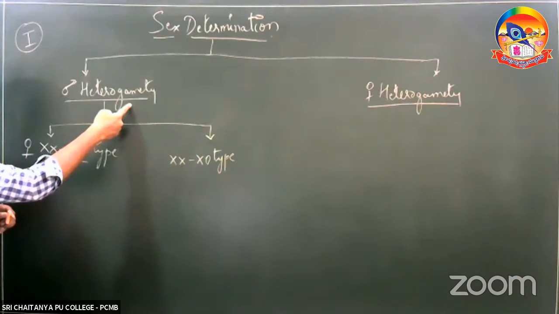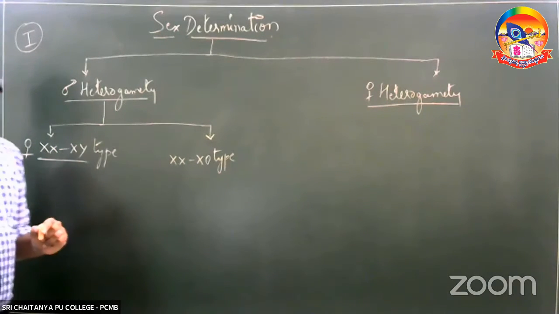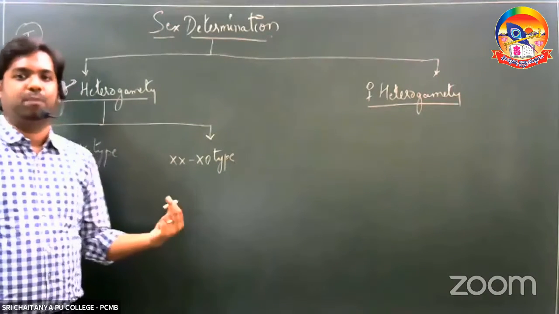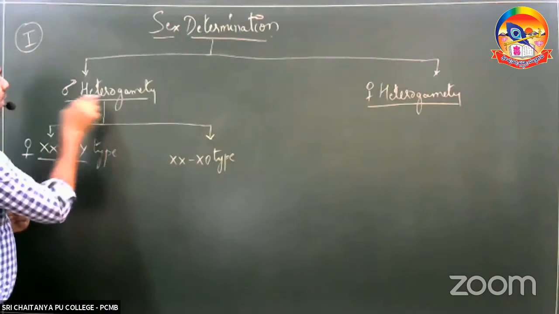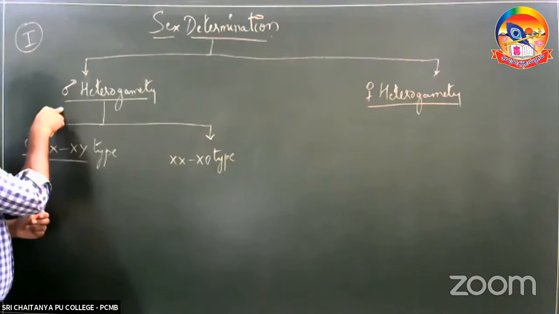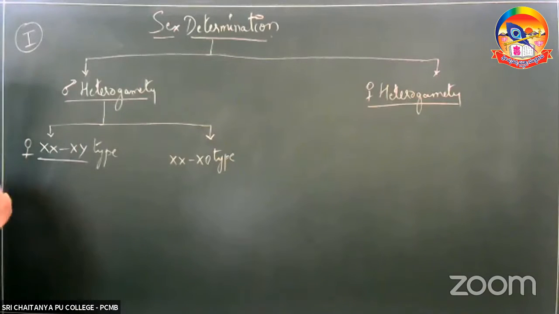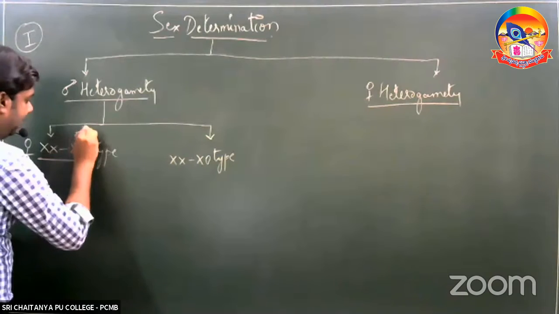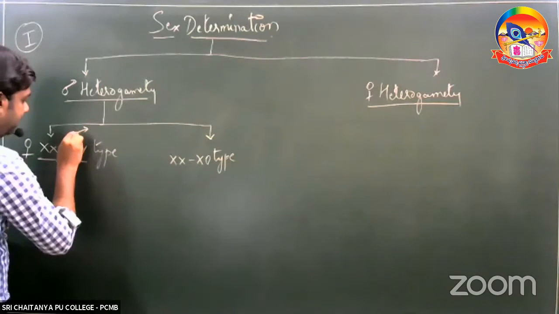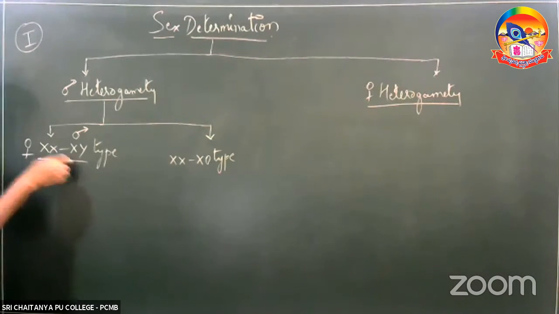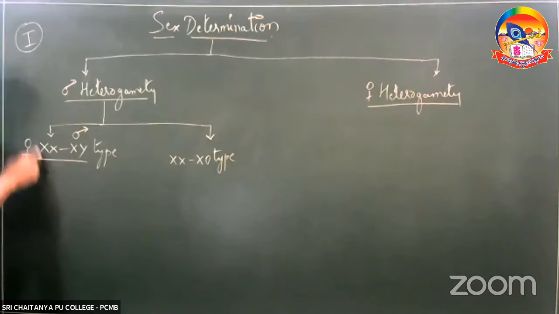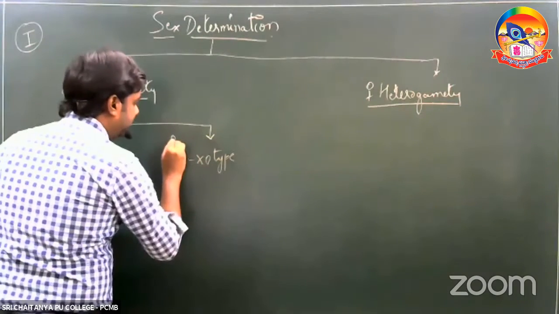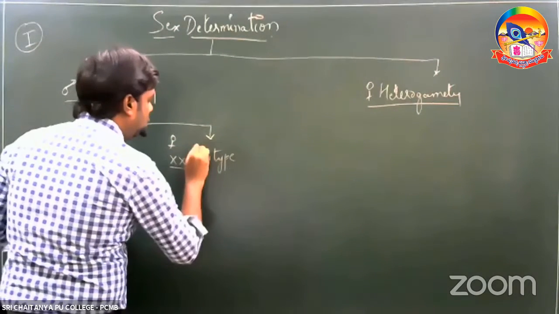What does heterogamety mean? If there are two different types of gametes being produced, we call it heterogamety. Now, who is producing two different types of gametes? It is the male who is producing two different types of gametes. So here, the X and Y chromosome containing organism would be the male, and the X and X containing organism would be the female. Here also the same thing, X and X would be female and X and O would be male.